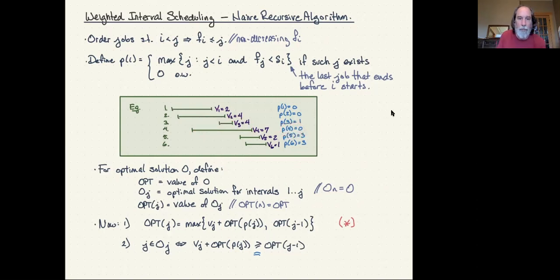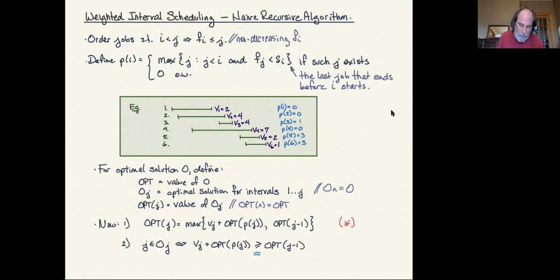Okay, now define a little more notation, which is similar to things we've used before. Let O be an optimal solution. And we'll write opt for the value of O, right? And we'll write O sub j for the optimal solution for the subproblem consisting of intervals 1 through j. So obviously O is the same as O sub n. And opt j will be the value of O sub j, the value of the optimal solution for the first j intervals. So obviously opt n is the same as opt.